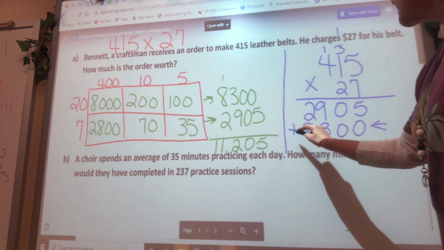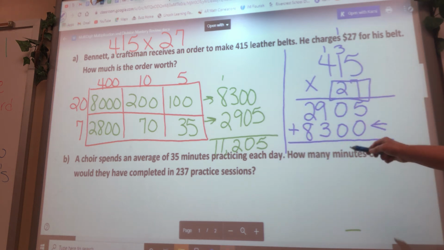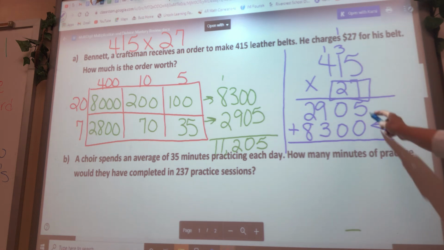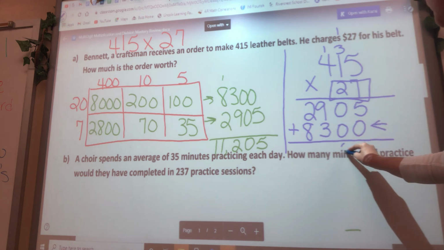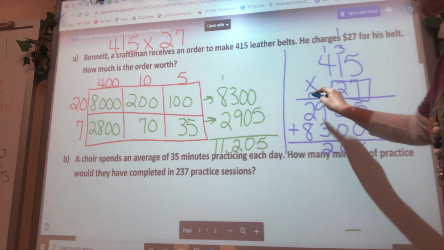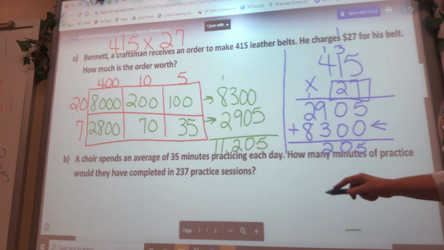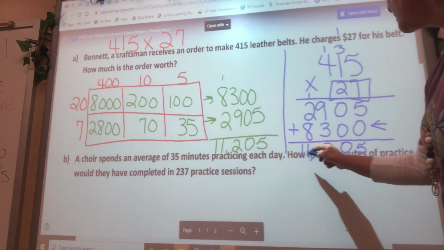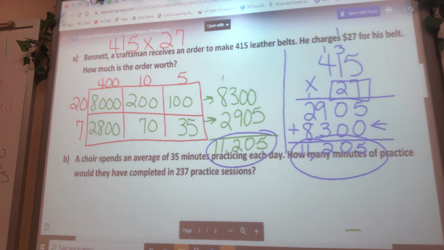And I know that I can stop and add together because I was working with 2 numbers on the bottom, so I would have 2 rows. 5 plus 0 is 5. 0 plus 0 is 0. 9 plus 3 is 12, carry my 1. 8 plus 2 is 10, plus the 1 that I carried is 11. And you see that it doesn't matter which method we use, we still get 11,205.